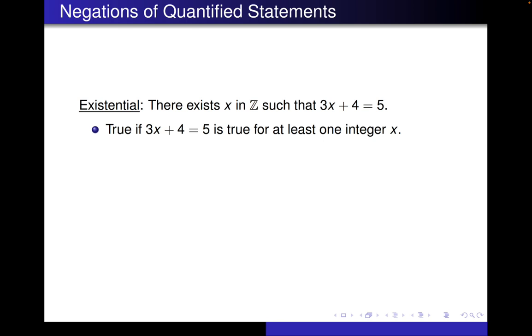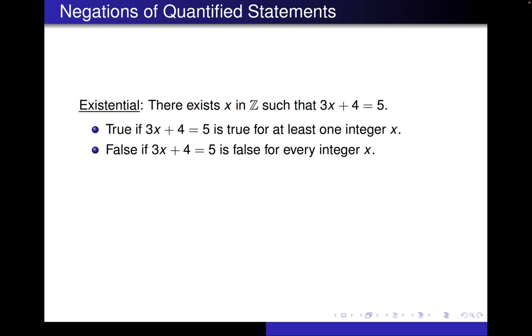Now, it is going to be true precisely when 3x plus 4 equals 5 is true for at least one integer x. It could be more, but at least one. That means, flipping that over, the only way it can be false is if that equation is false for every single integer x. Because again, if even one of them makes it true, the existential statement is true. So it's going to be false if 3x plus 4 equals 5 is false for every integer x.